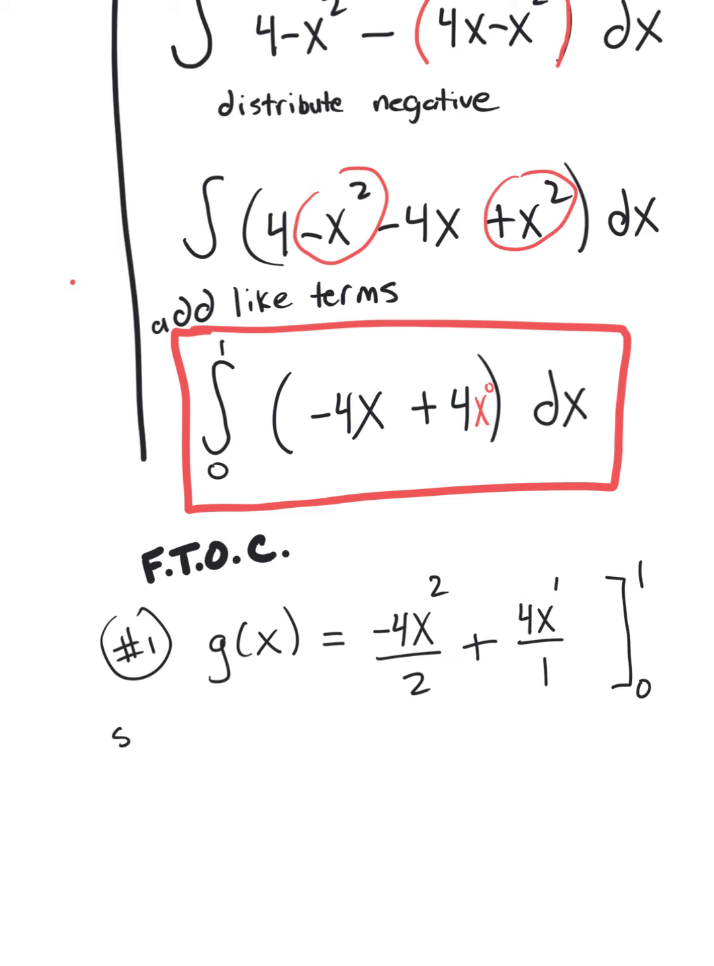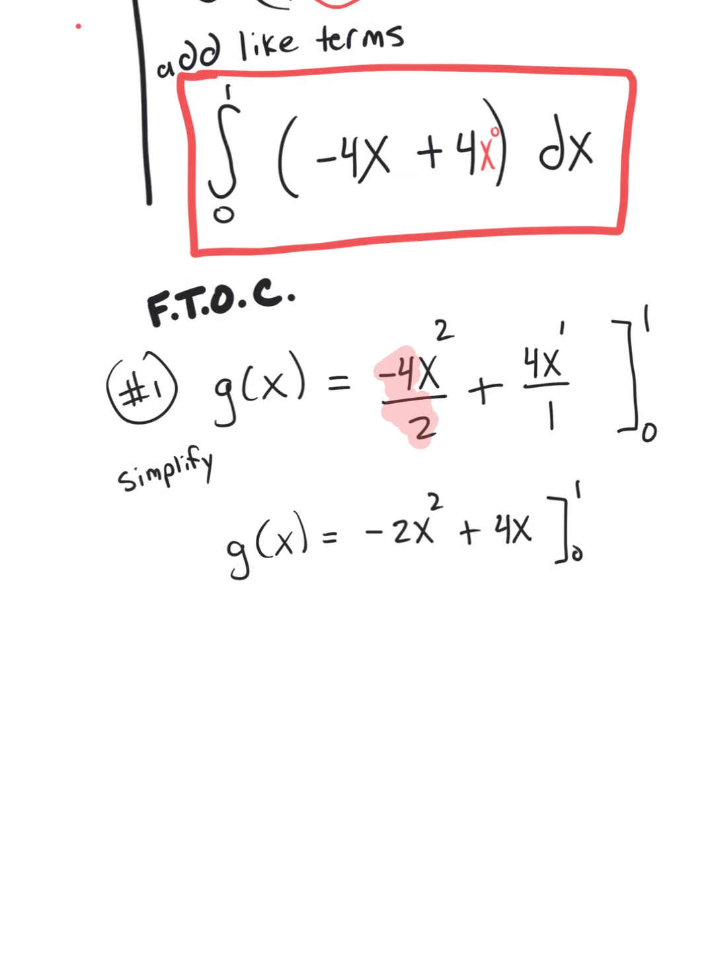All right, let's simplify that. So g of x, that first term right here, negative 4 divided by 2 gives me negative 2x squared plus 4x from 0 to 1. There's your antiderivative. First step of the fundamental theorem of calculus to solve a definite integral.